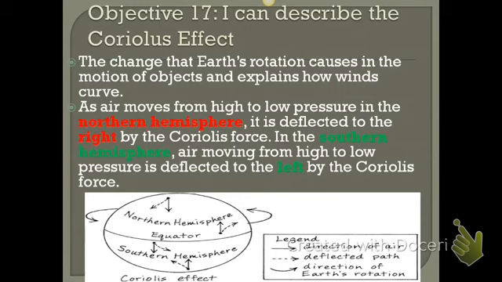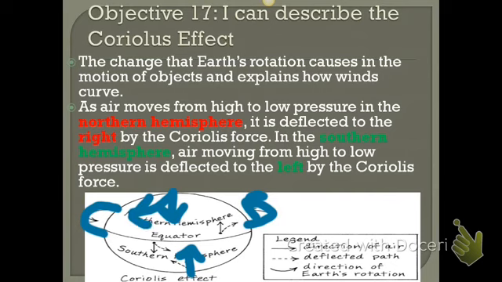So if you look at this diagram down here, your straight arrow indicates the direction in which the air should move. But because of the Coriolis effect, which means our Earth is turning, our winds are actually going to deflect. This is the intended path. This is the deflected path. In the northern hemisphere, they're going to deflect to the right, and in the southern hemisphere, they're going to deflect to the left.